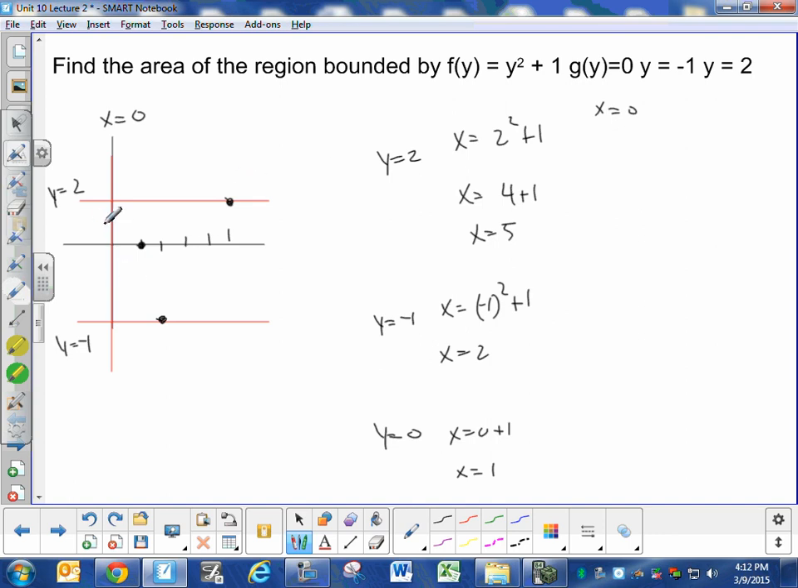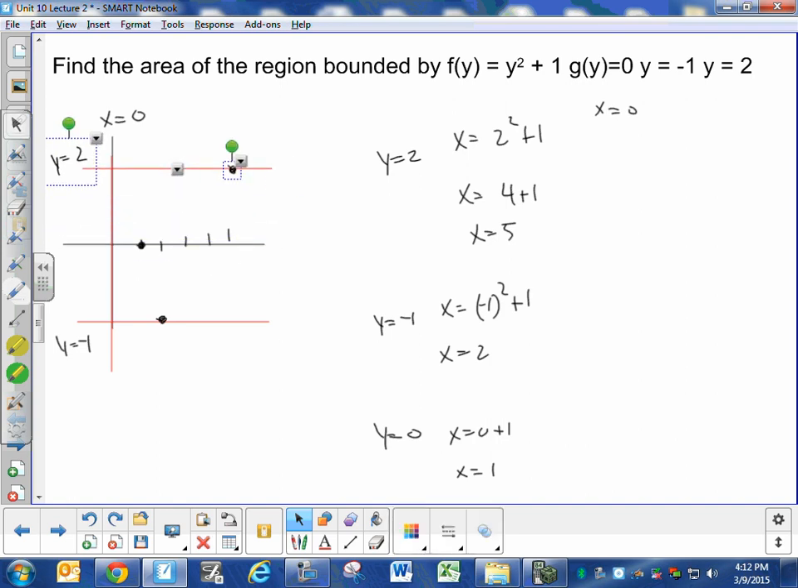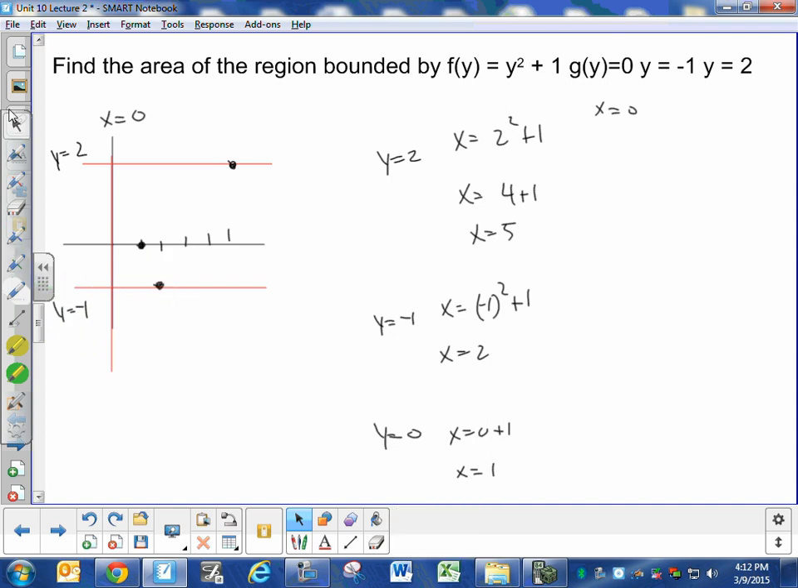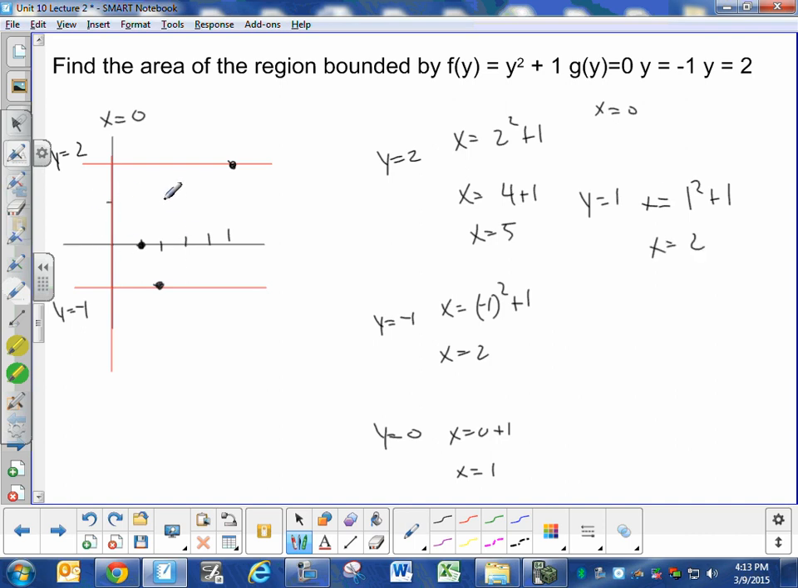I can try when y is, this is not the best graph in the world. I should probably just move this up. This is y is 2. This is y is negative 1. That looks better. There we go. I can say when y is 1, I get 1 squared plus 1, x would equal 2. So when y is 1, x is 2, just like right here. So here's the graph of this y squared plus 1. You know, connect that nicely. Not bad.